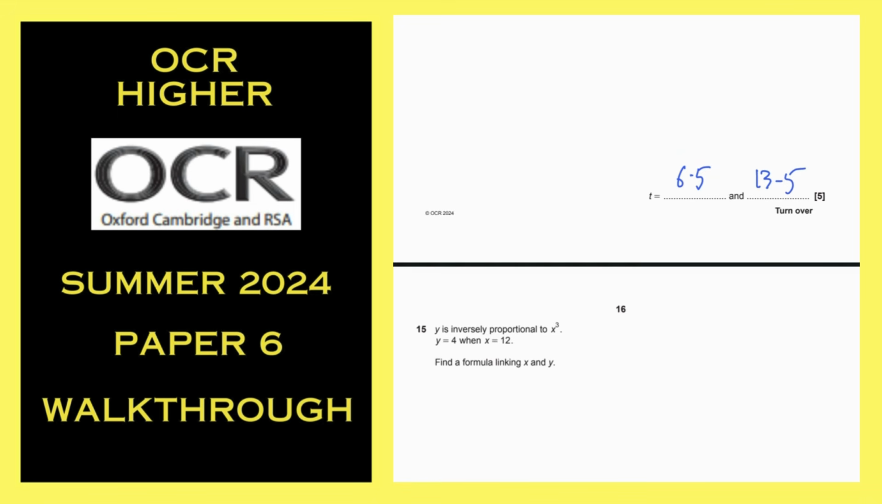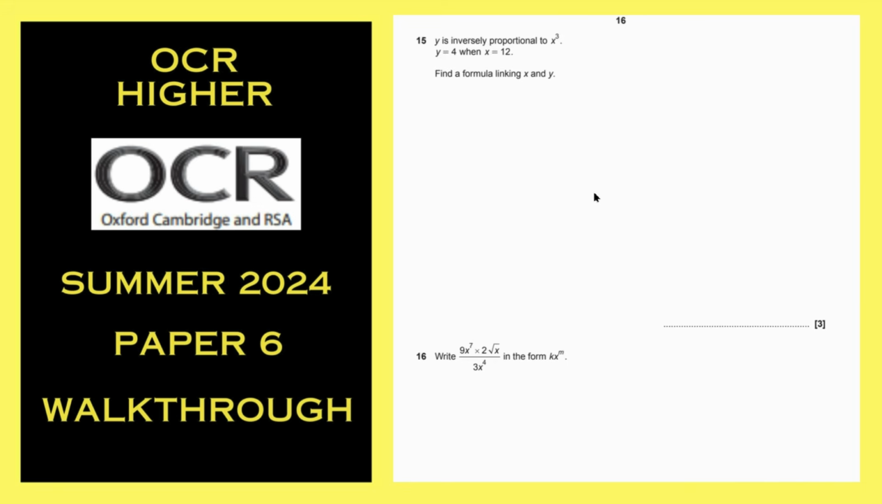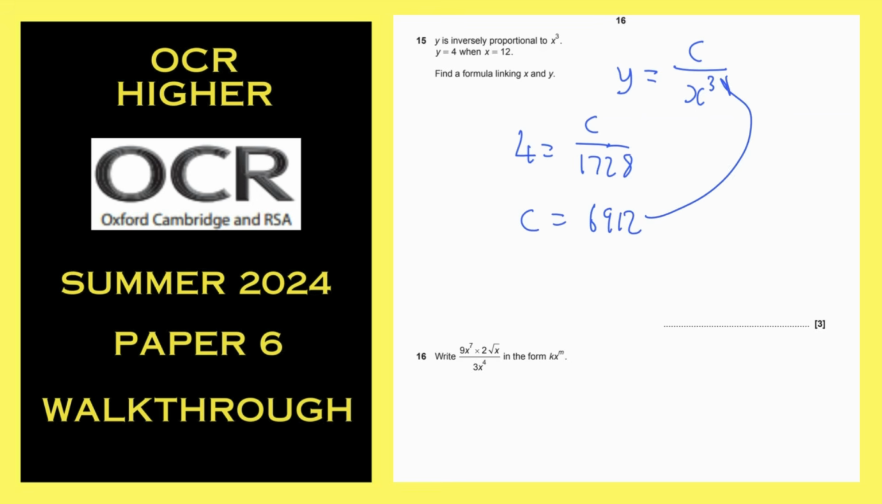Question 15 is a pretty straightforward inverse proportion. Follow the rules. Y equals a constant. Inverse means over x cubed. You've started. Stick in the numbers you know. Y is 4. When x is 12, 12 cubed on my calc is 1728. Multiply both sides by 1728. You've got your value of c. That needs to go back in. And that's your formula. That's all you need to do.